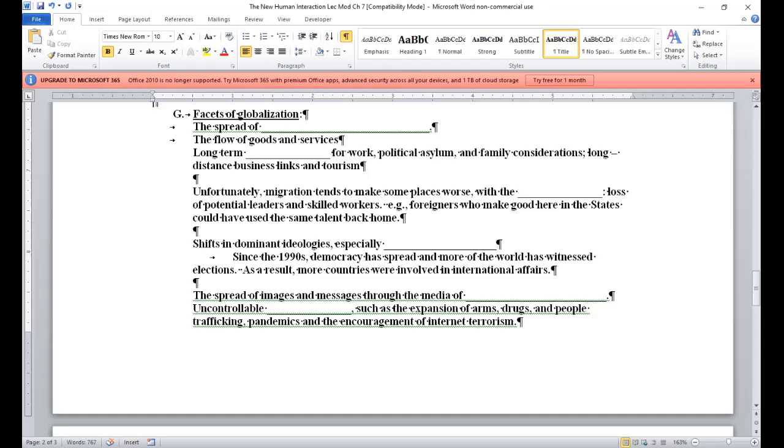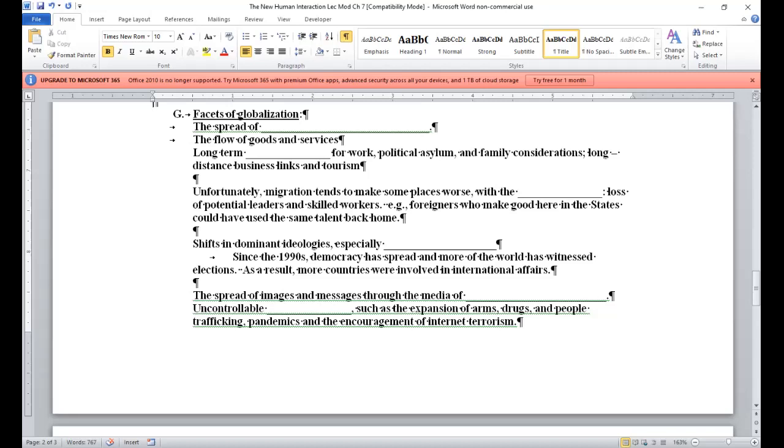Unfortunately, migration tends to make some places worse with what we call the brain drain. The brain drain is the loss of potential leaders and skilled workers. What I'm talking about here is foreigners who make it good here in the States who could have used the same talent back home, right? They could go back home and use the same talent. So the brain drain. You also have shifts in dominant ideologies, especially religious or political beliefs.